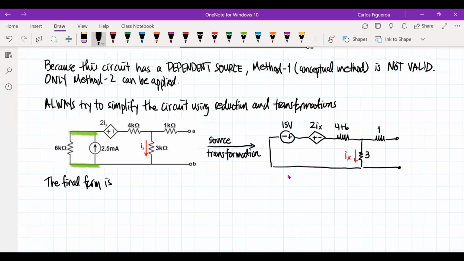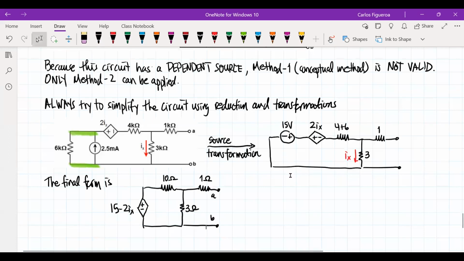So the final form is to combine the two sources. So this is how I'll draw it. I'm going to say that this is my voltage source now, plus or minus. Note that the 15, I'm going to assume has the right polarity. So it's going to be 15 minus 2IX. I have one resistor, which is now a 10 ohm. And then, of course, I have my 3 ohm, and then I have my 1 ohm. And this is A, and this is B. So this is my circuit here. Okay, so this is the circuit that I'm going to deal with.